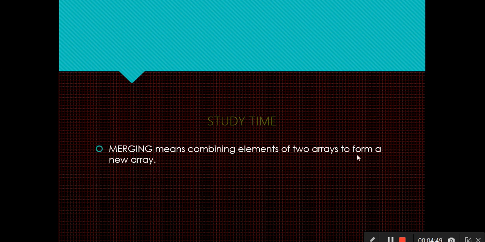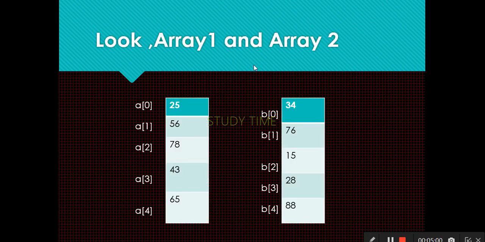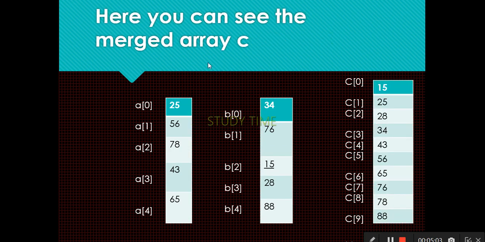Merging means combining elements of two arrays to form a new array. If you want the resultant array to be sorted, use the technique sorting while merging. Look array 1 and array 2. Here you can see the merged array C.